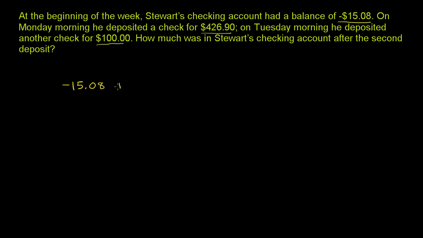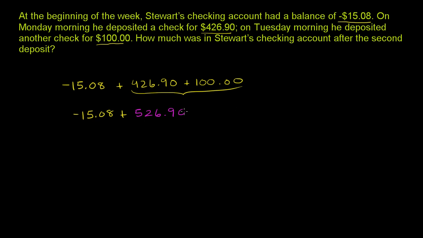$15.08, and then to that he adds $426.90, and then he adds another $100. So he started off with negative $15.08, and then to that he adds $426.90 and $100. So that's $526.90.